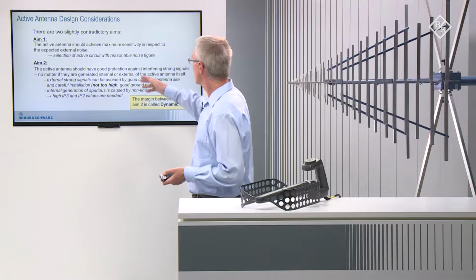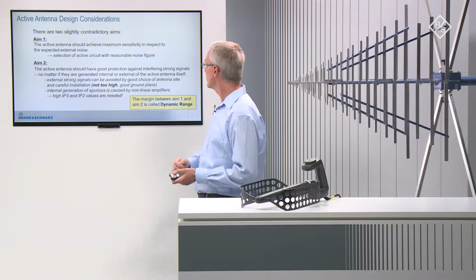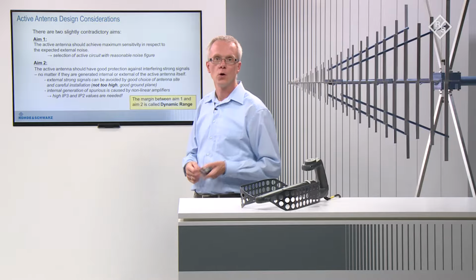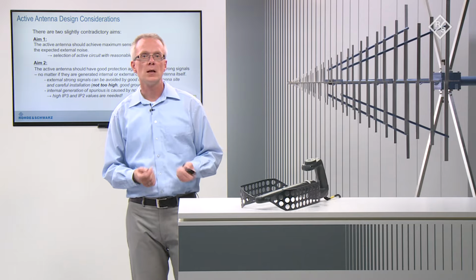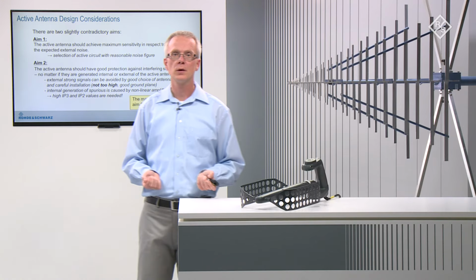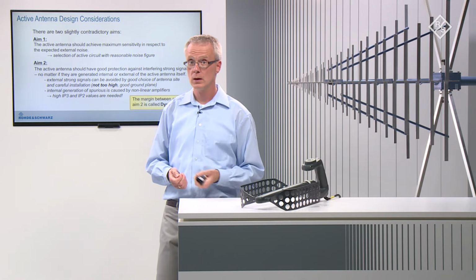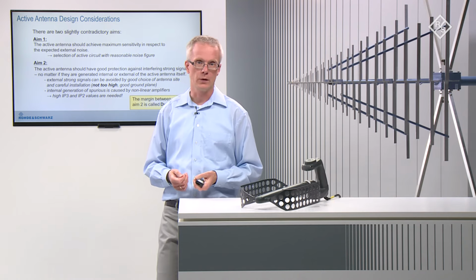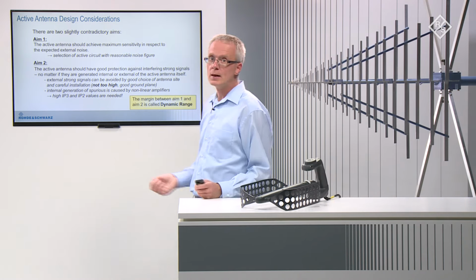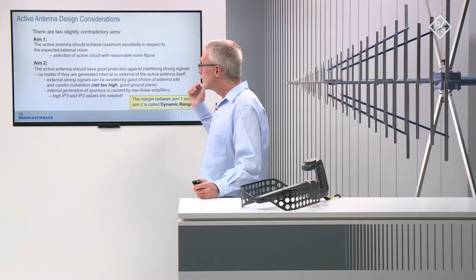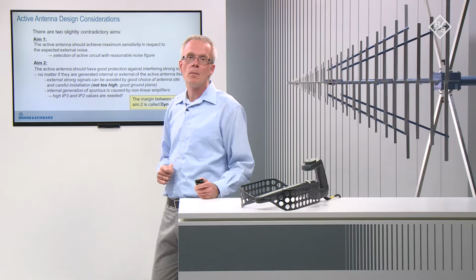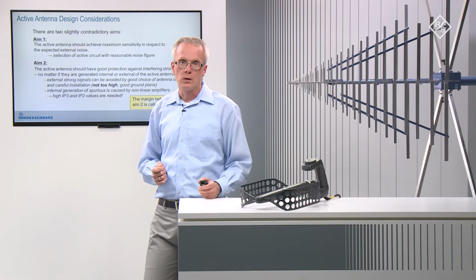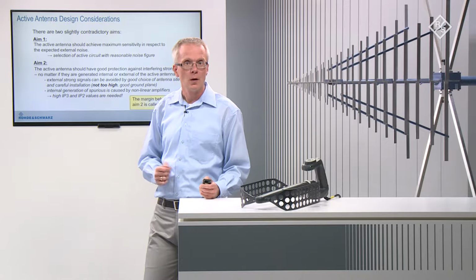On the other hand, as a second aim, the active antenna should have good protection against interfering strong signals, no matter if they are generated internal or external of the active antenna circuitry. Consequently, the designer will choose components with high intercept point values. Unfortunately, it is not possible to reach both aims at the same time. The margin between these two aims is then called the dynamic range.